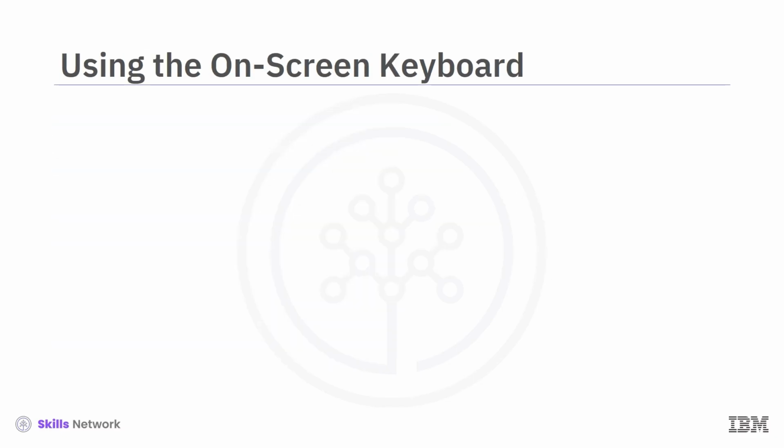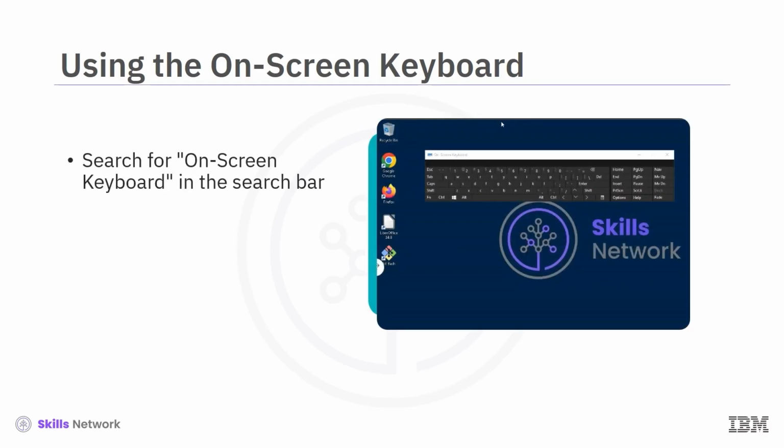If you run into trouble with your physical keyboard, no worries. You can use the on-screen keyboard by searching for it in the search bar. If the search function isn't working, you can access it through Windows Ease of Access in the Start menu.